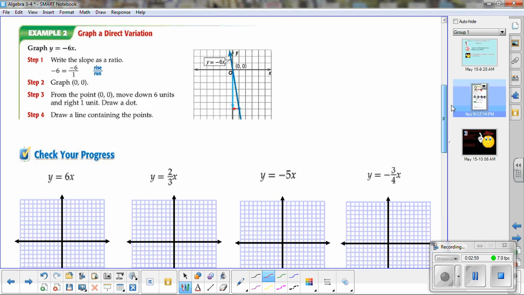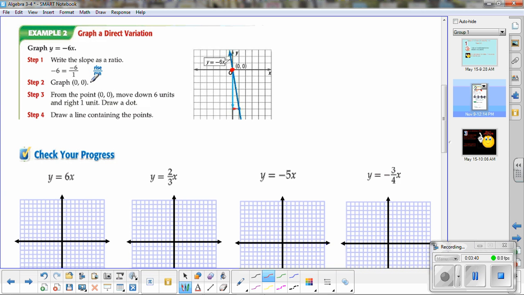Example 2 has you graphing direct variations. Direct variations always go through 0, 0. So the first thing I would do is to graph or plot 0, 0. And then from that point, you're going to use the slope, or the constant of variation, to find another point. In this case, k, or the slope, is negative 6. We can write negative 6 as negative 6 over 1, which means we're going to rise, or in this case, fall 6 and run 1.